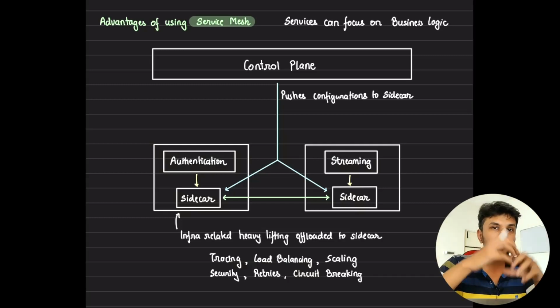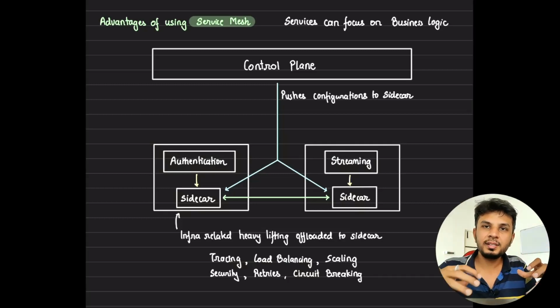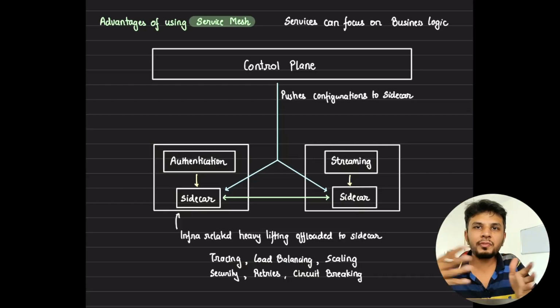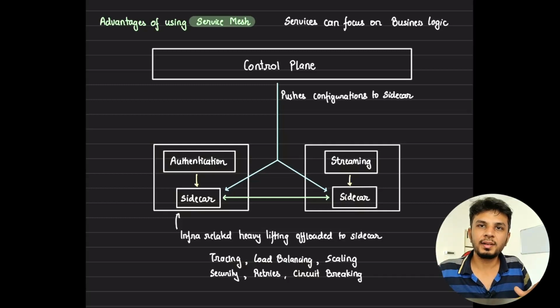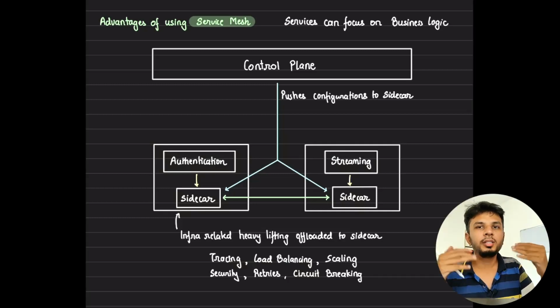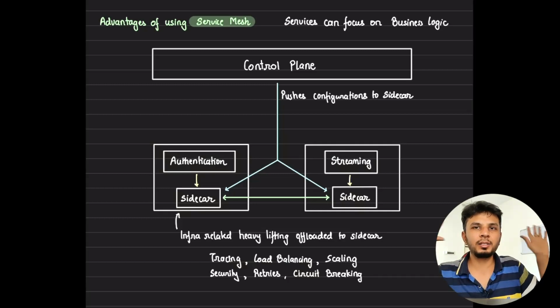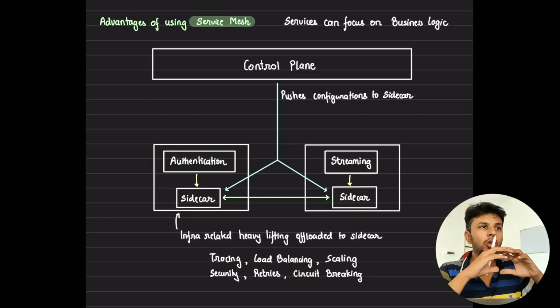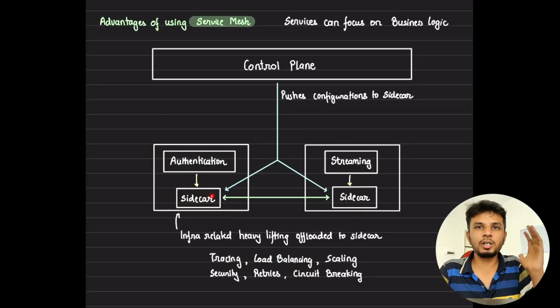So every service needs to rewrite all of the basic peripheral things on its own. Apart from the business logic that a service needs to handle, it would also need to handle tracing, load balancing, scaling, security, retry, circuit breaking, and whatnot. So what this new architecture pattern suggests is to have a sidecar which takes the burden off your microservice, and all of these common things are handled over here.